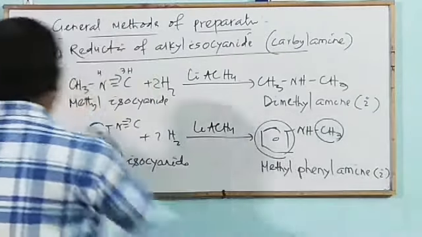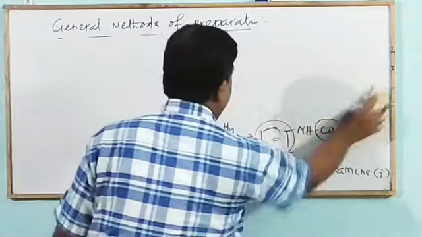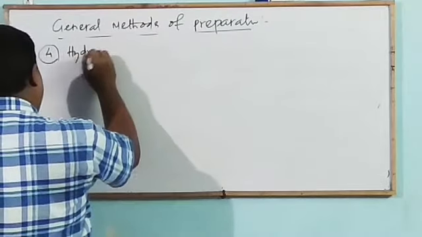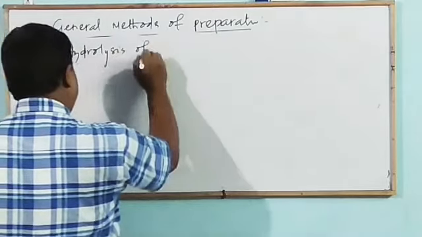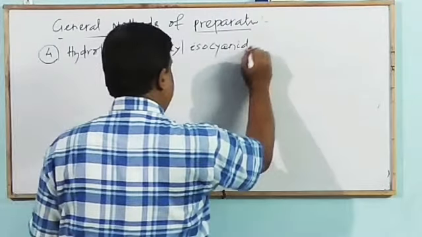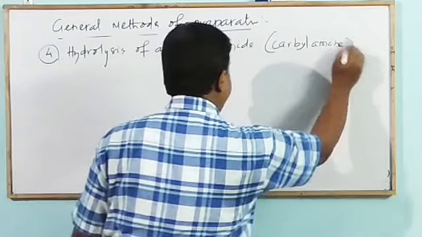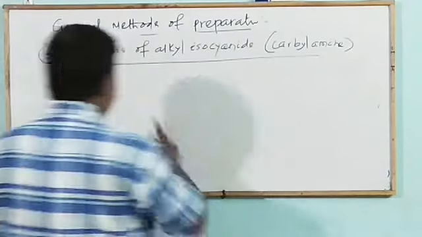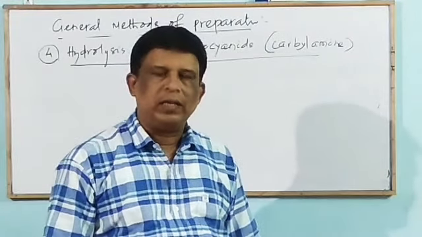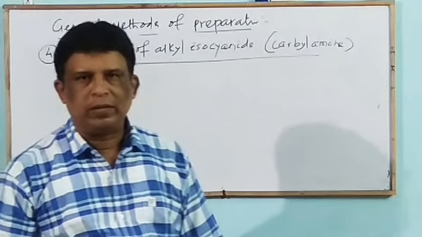The fourth method is hydrolysis of alkyl isocyanide. Otherwise it is also known as carbylamine. What is the statement? The hydrolysis of alkyl isocyanide in presence of mineral acid leads to the formation of primary amine along with formic acid. Mark the equation.